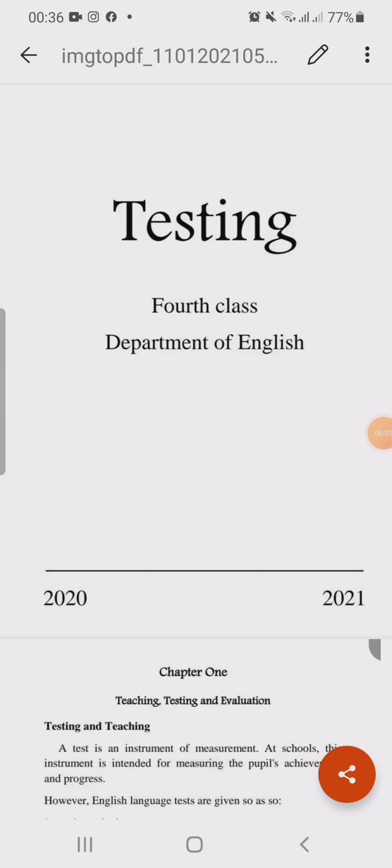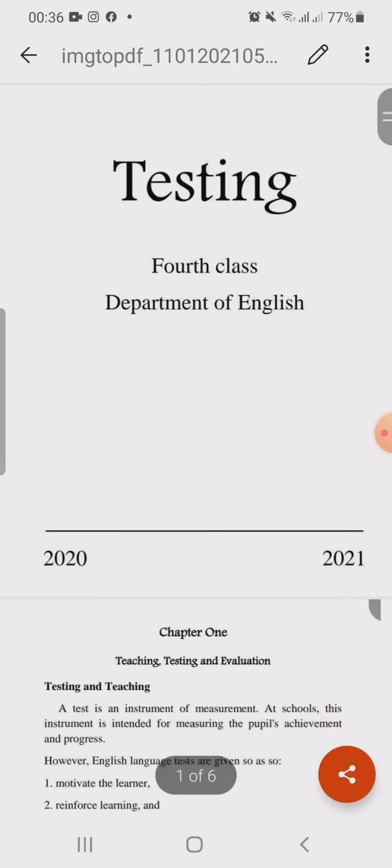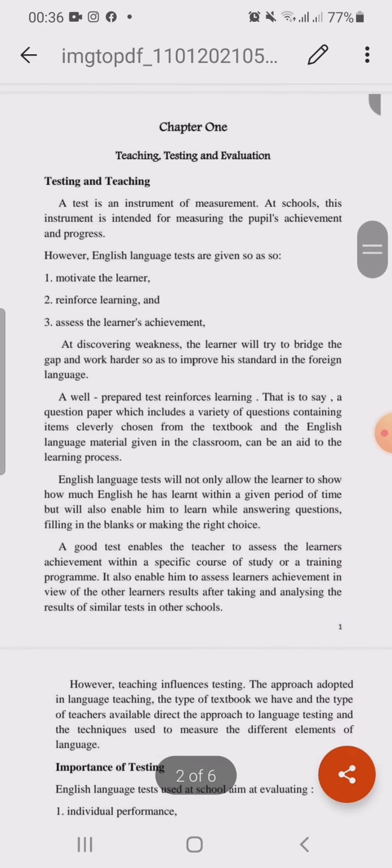السلام عليكم طلاب. Today we are going to explain the first lecture of the subject testing أي الاختبارات. Chapter 1 Teaching, Testing and Evaluation يعني التعليم، الاختبار والتقييم.